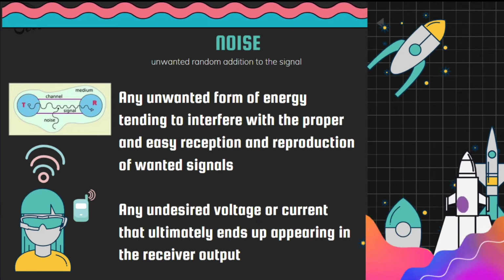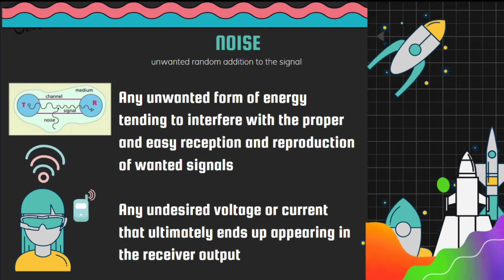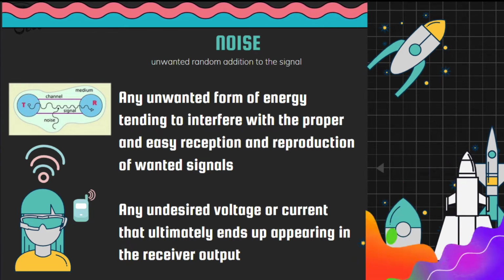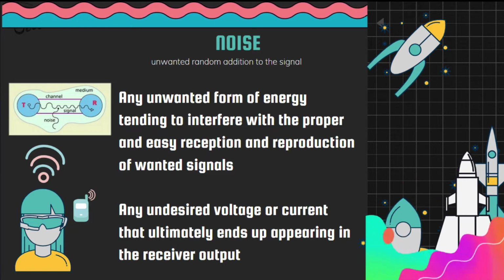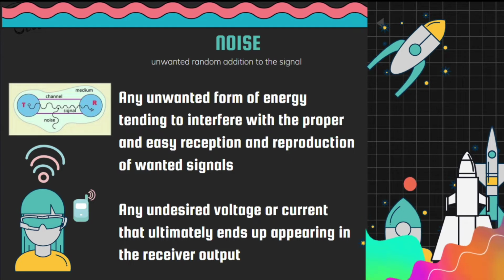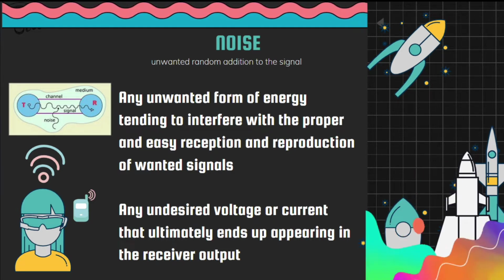Noise is an unwanted random addition to the signal. It is any unwanted form of energy tending to interfere with the proper and easy reception and reproduction of wanted signals. It is also defined as any undesired voltage or current that ultimately ends up appearing in the receiver output.